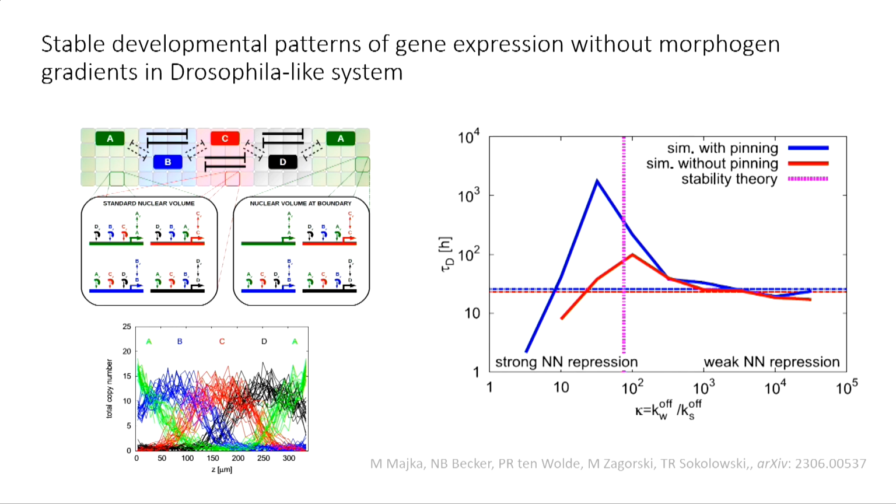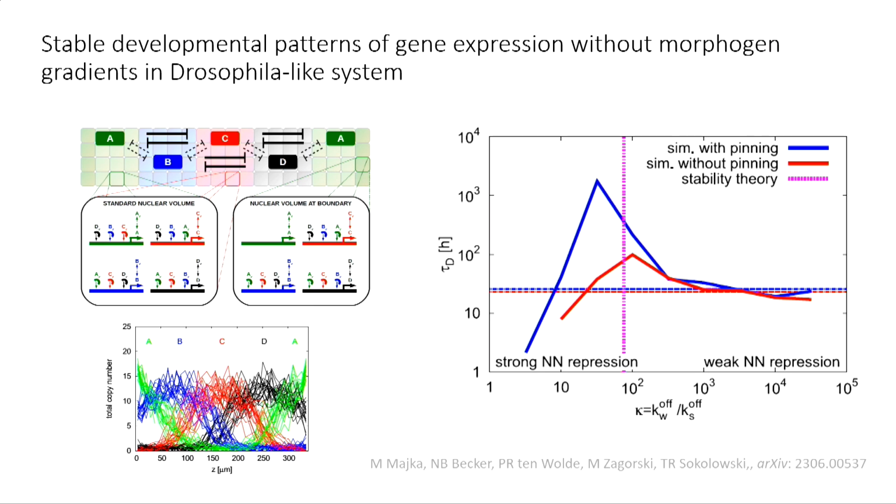And finally, we teamed up with a group of Thomas Sokołowski and his collaborators, Peter Reintenbolde and Nils Becker. They had a very realistic model of what happens in Drosophila, including noise and so on. But their question was about what happens if you remove the morphogen gradients, or in this case the maternal gradients, and you let the genes act as such.